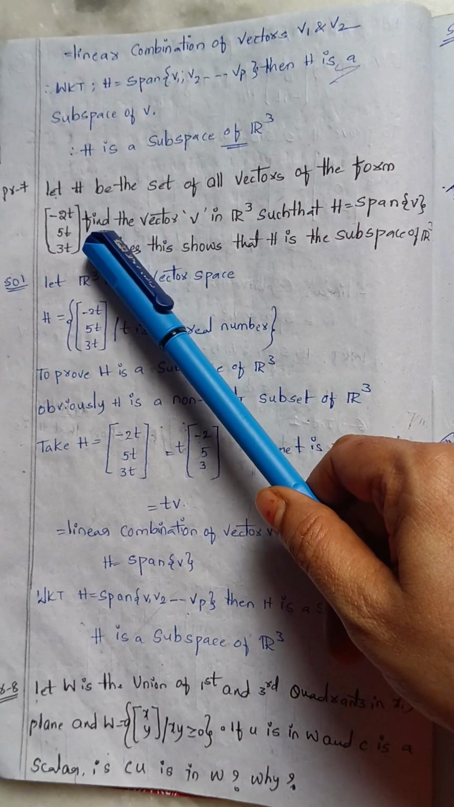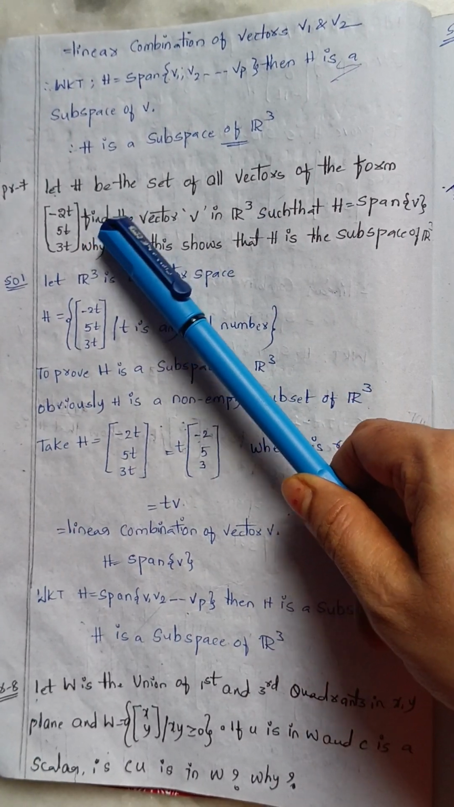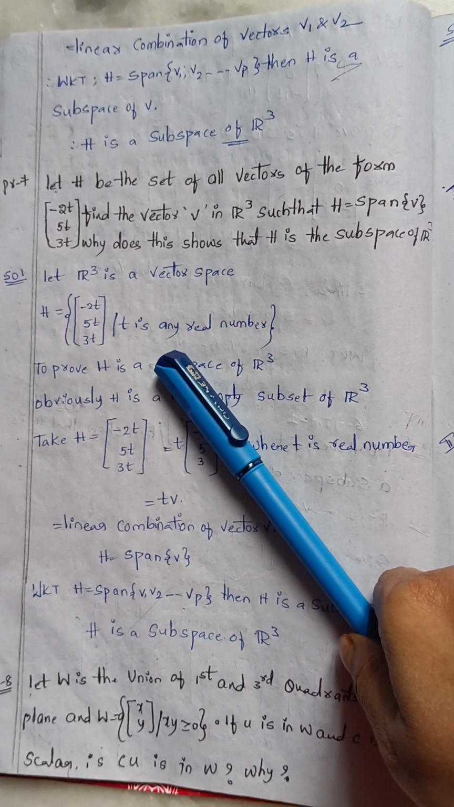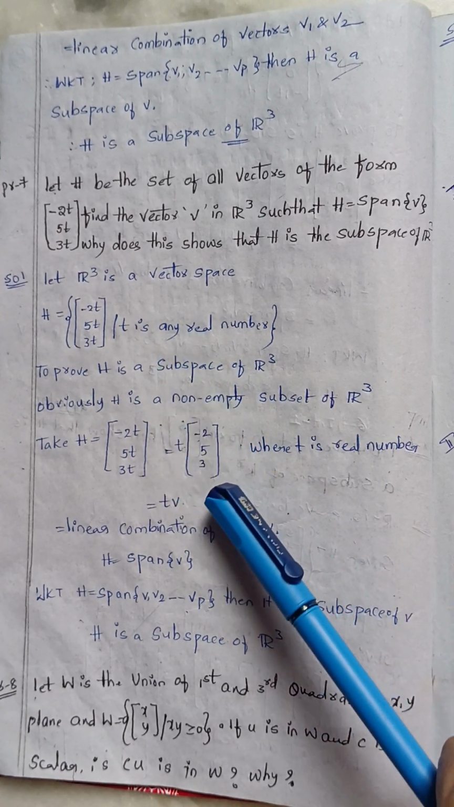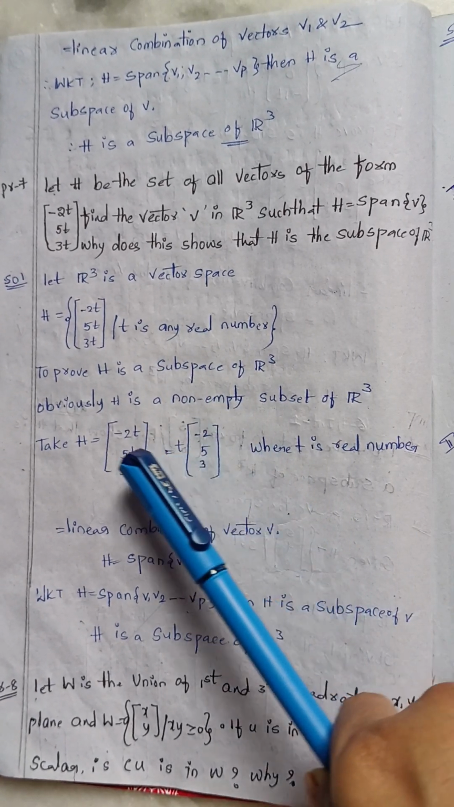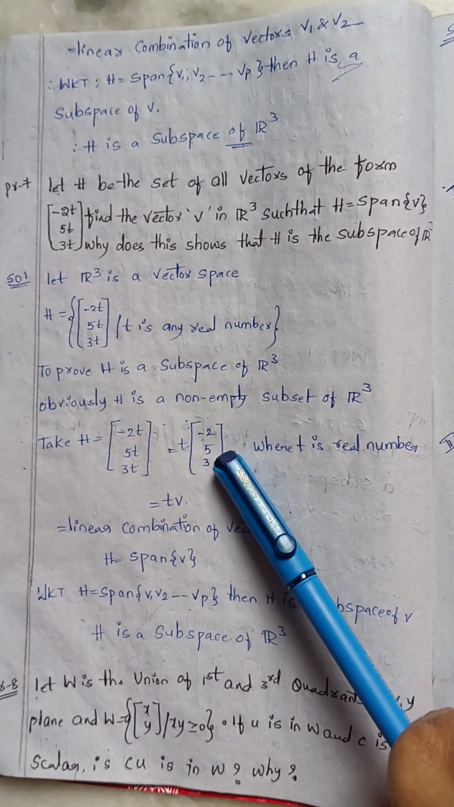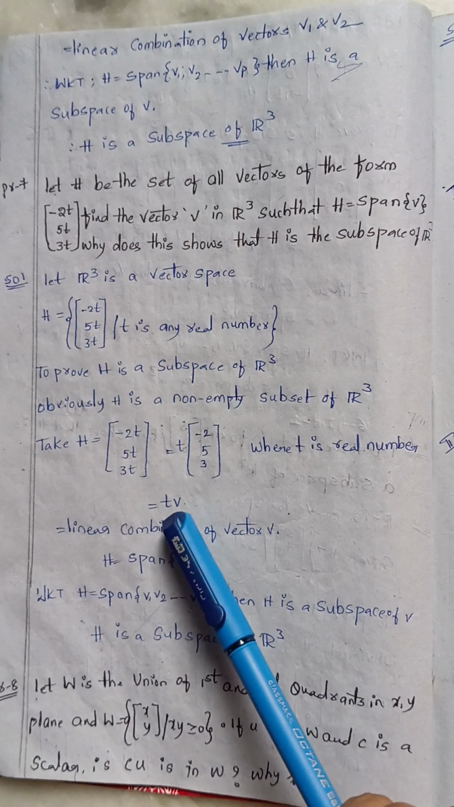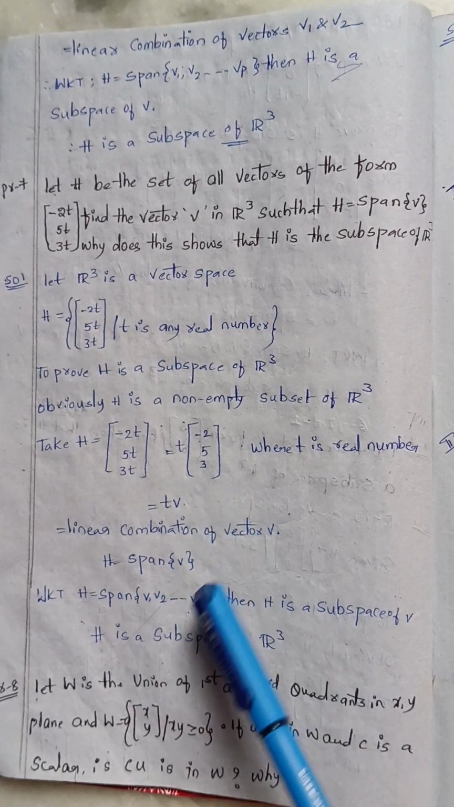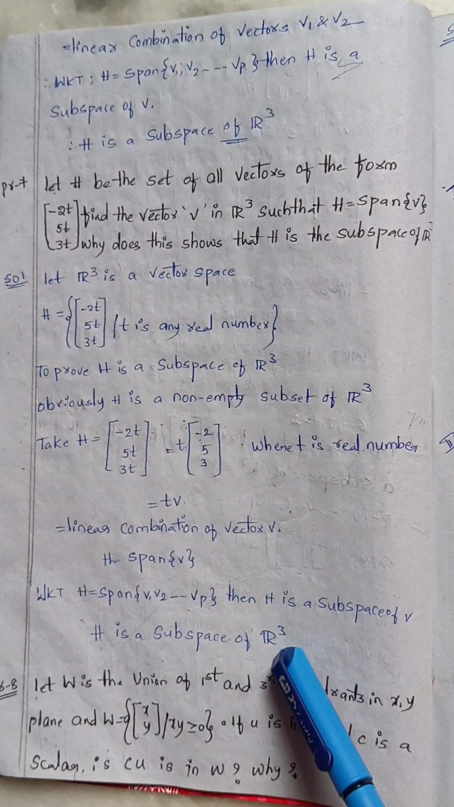Similarly, we can have another problem. Here only a single T is given. To prove it is a subspace, we should get one vector. When you take T common, the coefficients give the vector. So it is a linear combination of one vector. So it is also a subspace of R3.